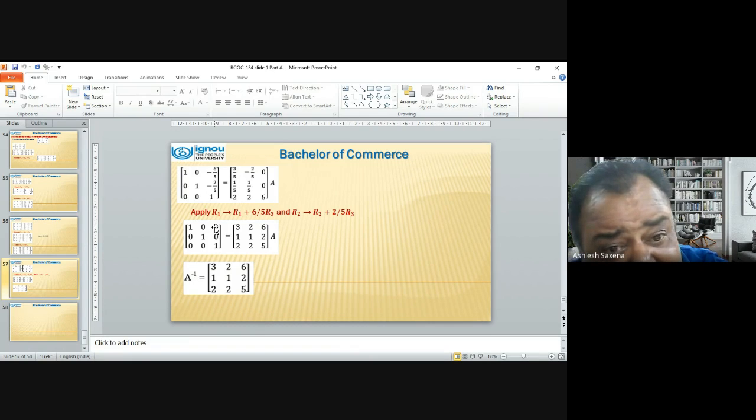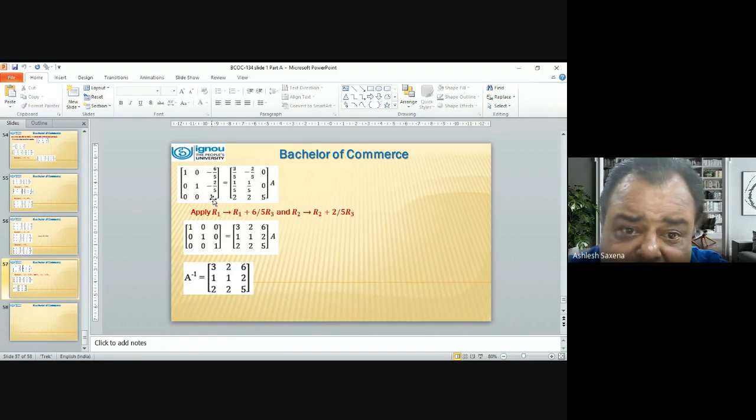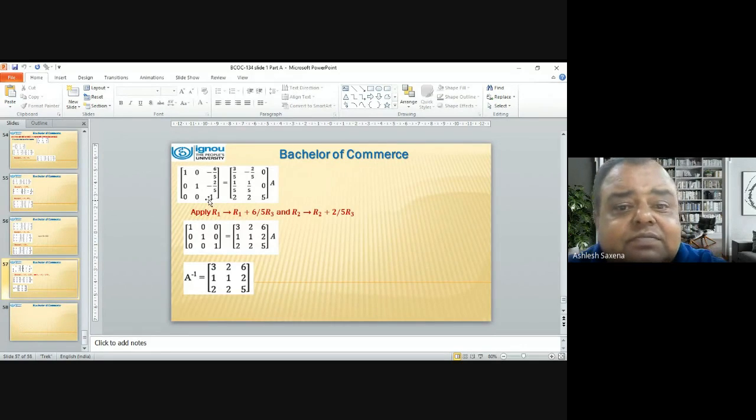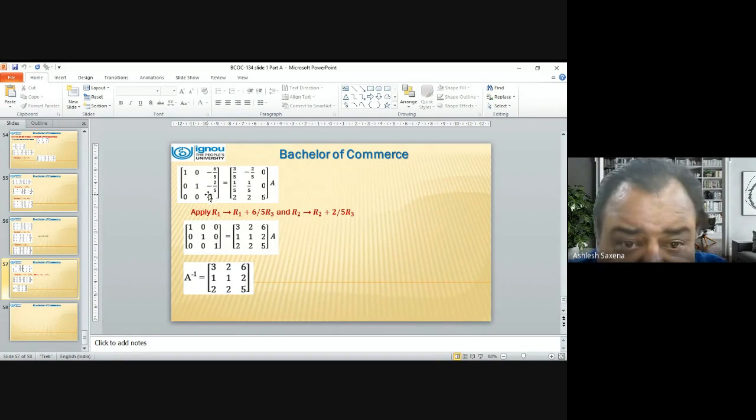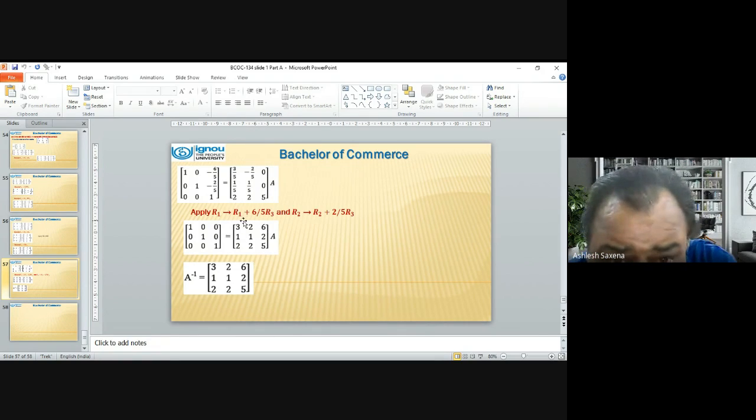What was the other thing? You have to change this to 0. For changing this to 0, we will be doing a transformation in row 2. Row 2 will be row 2 plus 2 by 5 times row 3. What will happen? This will become 1. This will become 0. This is 1. This will become 0, 0. The same transformation will be performed over here. You can see that everything has been transferred.